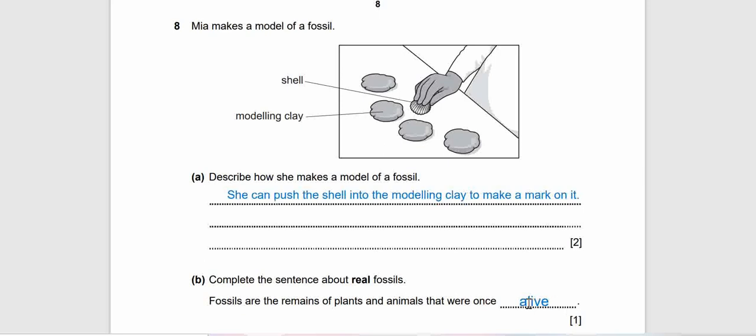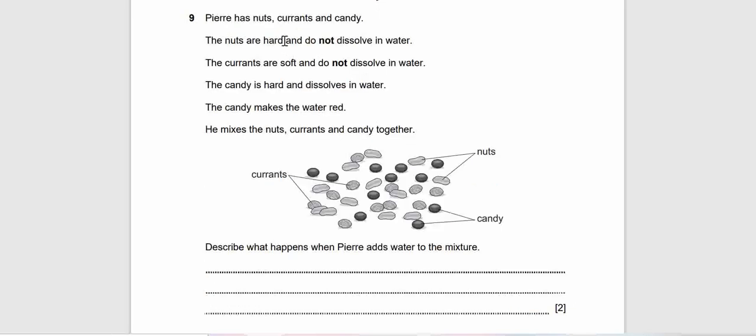Next, question 9. Pierre has nuts, currants, and candy. The nuts are hard and do not dissolve in water. The currants are soft and do not dissolve in water. The candy is hard and dissolves in water. The candy makes the water red. He mixes the nuts, candy, and currants together. Describe what happens when Pierre adds water to the mixture.